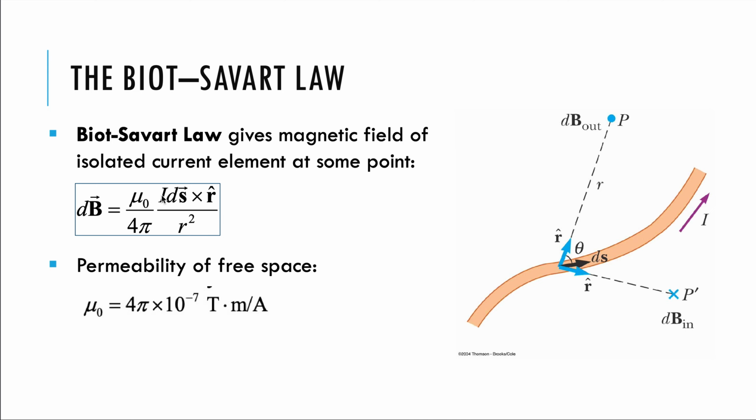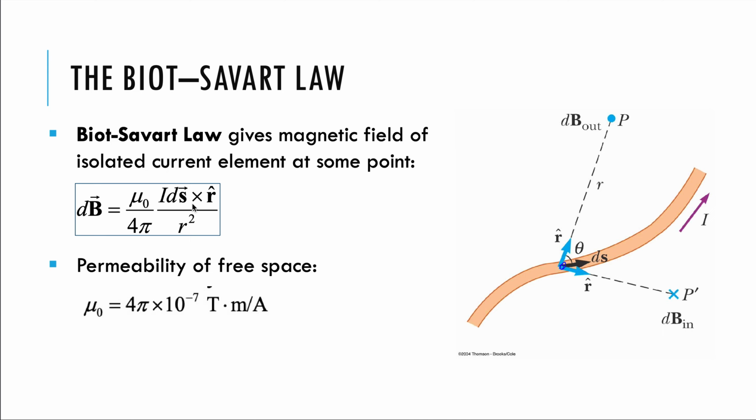So I is the current in our wire or in our conductor. ds is a length element. So you can split up that wire into a bunch of little elements that have a length ds. And the direction of ds is in the direction of the current. Cross r hat. So r hat is a unit vector which points from the length element ds towards the point P where we're calculating that magnetic field. And we're dividing by r squared, where r is a distance from the length element to that point.